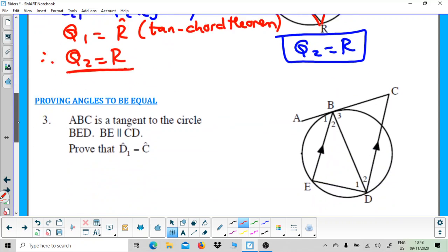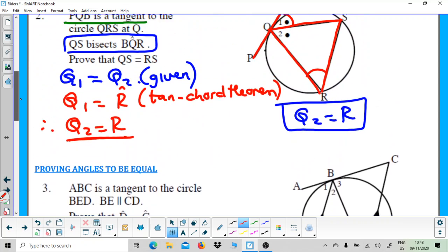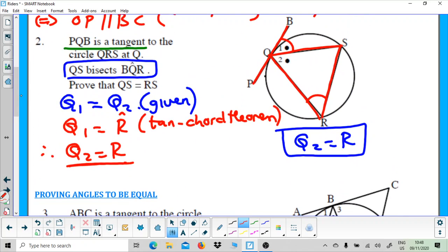Let's quickly figure out what else you had on the... Oh, I didn't conclude. We need to conclude. If Q2 is equal to R, we need to now say, therefore, or as a result of all of that, QS, therefore, must be equal to RS. If we proved that these two angles are equal, the next thing we can say is that those two sides must be equal to each other.